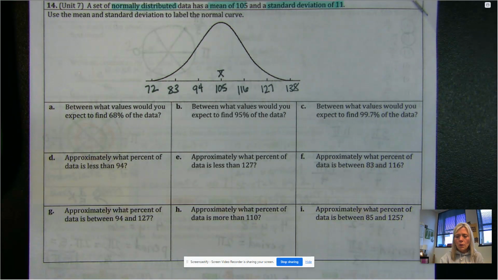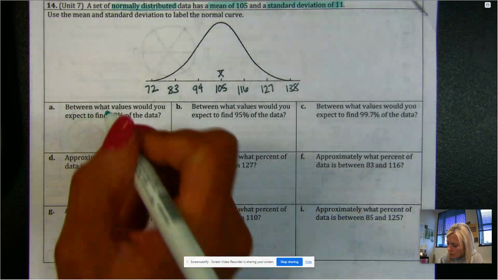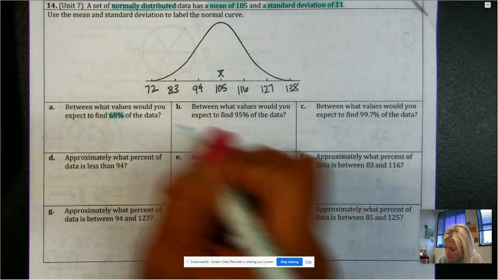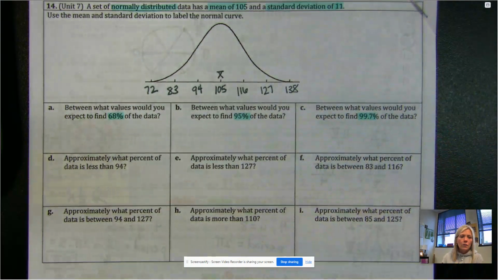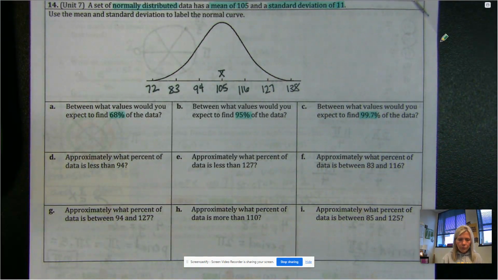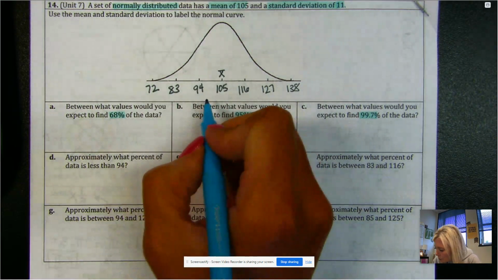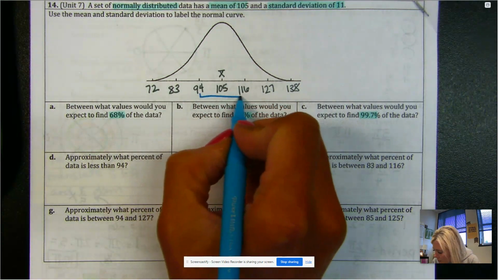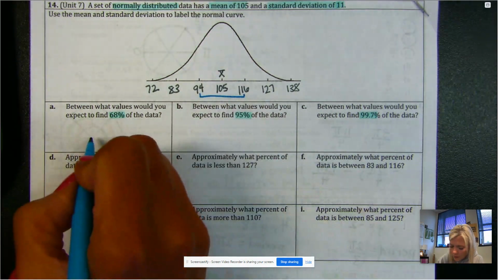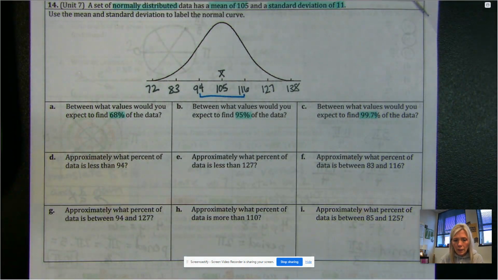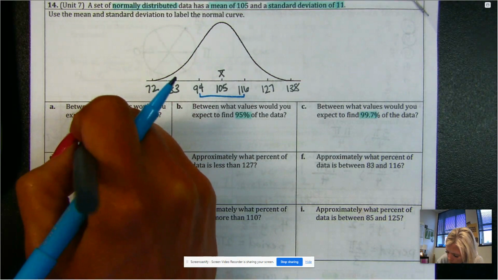So first, between what two standard deviations, or between what values would you expect to find 68% of the data? So 68% of the data, followed by 95 and then 99.7. One thing we learned called the empirical rule is that 68% of the data that's normally distributed will fall within one standard deviation of the mean. So that means for this problem between 94 and 116.